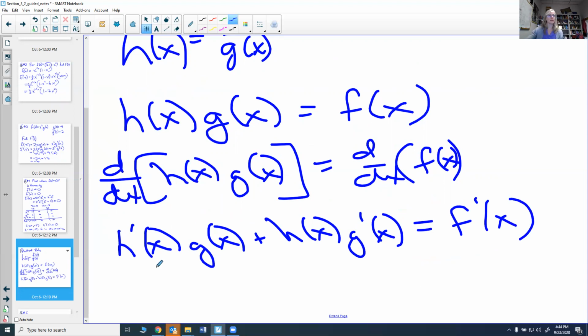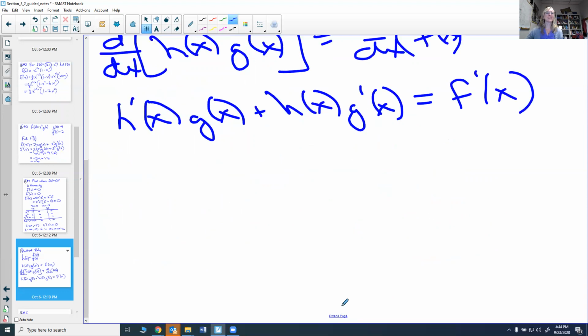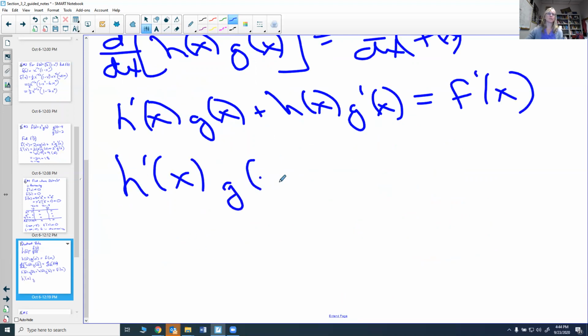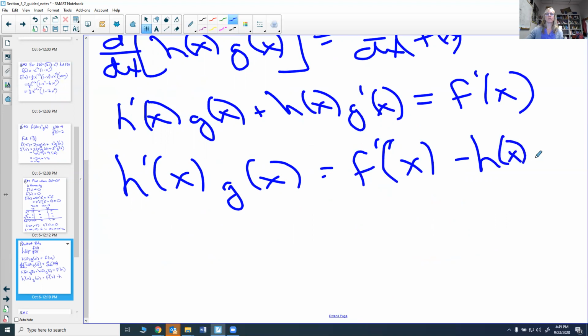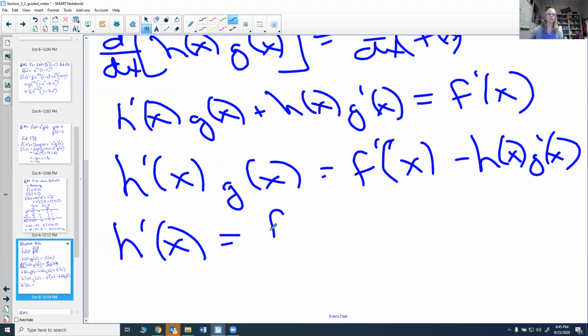So can we get h prime by itself? Well, of course we can, which means we're going to get fractions again, but that's okay. Let's first get h prime g of x by itself by subtracting h of x times g prime of x from both sides. And then I'm going to divide through by g of x. So it looks like I'm doing circular logic. I just got rid of fractions and now I'm creating new fractions again. But I'm really not. I'm just using the fact I knew the product rule and I didn't know anything else.